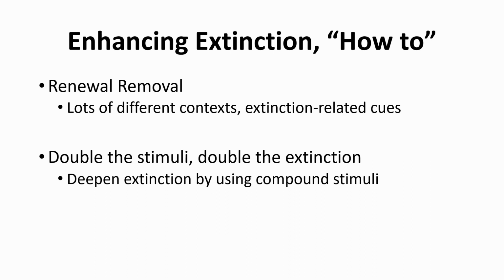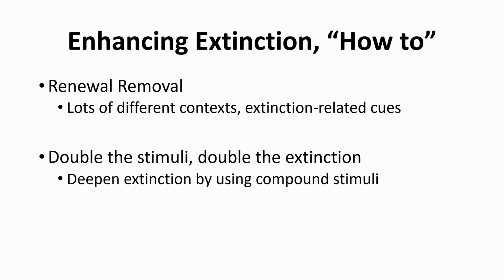For extinction-related cues, this could be as simple as reminding yourself to think back to the therapist's office where you first underwent extinction, and remember that to sort of generalize to this new situation. Or if you were always listening to calming music during your previous extinction trials, then bringing that music with you to new environments could help as well. So having lots of different contexts or bringing some of your cues that you already associated with extinction into new environments can help get that extinction to generalize to new situations.